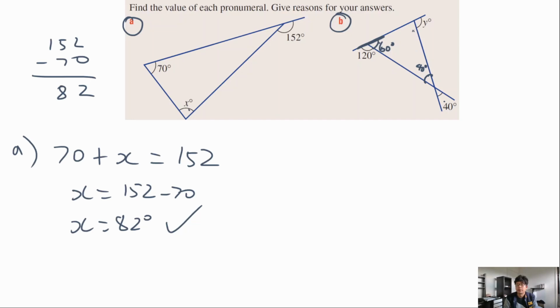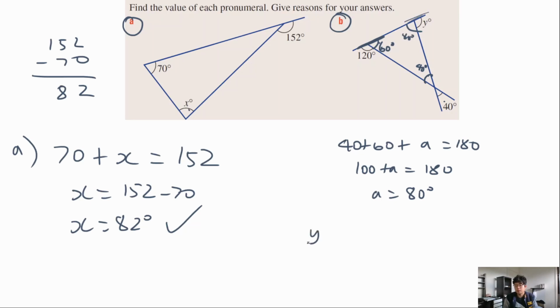Using that, we can find out what that angle is. 40 plus 60 plus that is going to equal 180. Plus, let's call it A, equals 180. 100 plus A equals 180. So A is going to equal 80 degrees. So we know that's 80 degrees. So with that, that's also a straight line. We can find out what y is. Y is going to equal 180 minus 80. That gives me 100 degrees. Give yourself a tick if you got that correct.